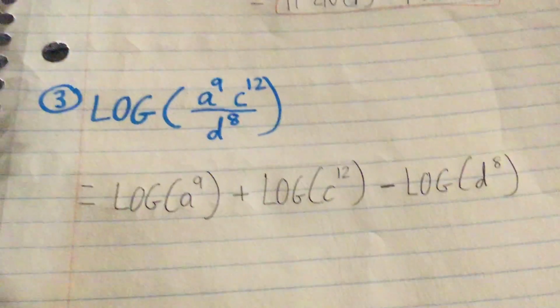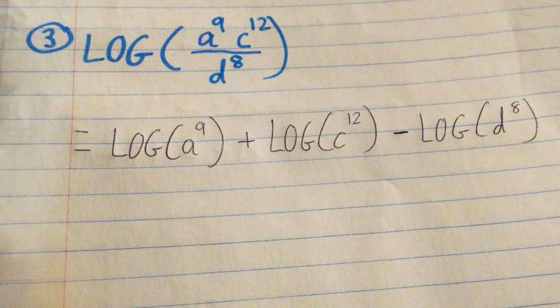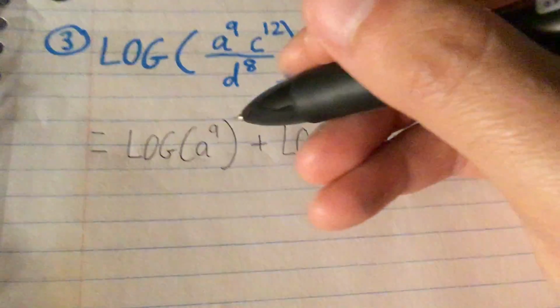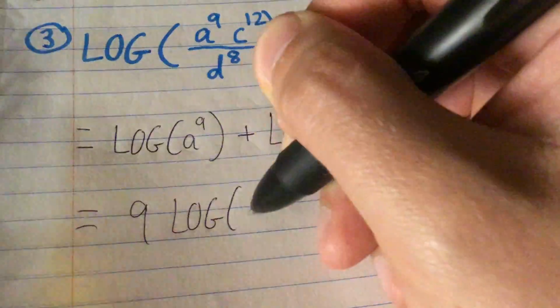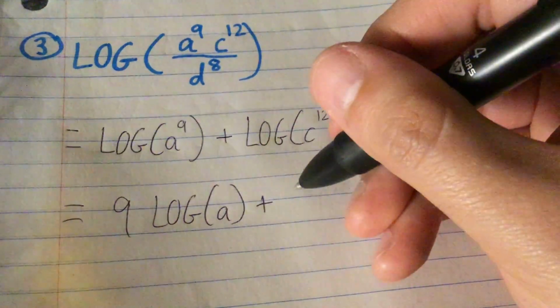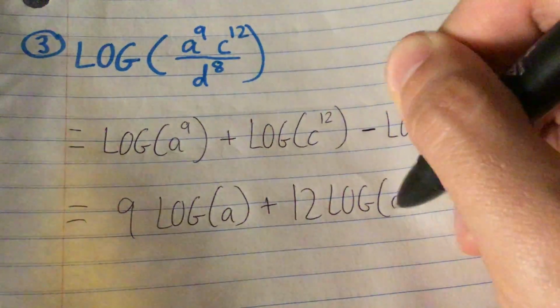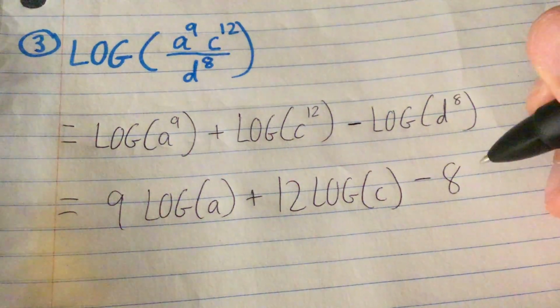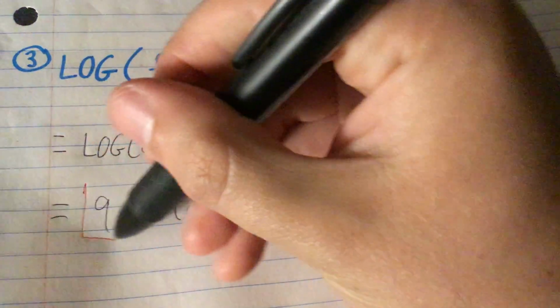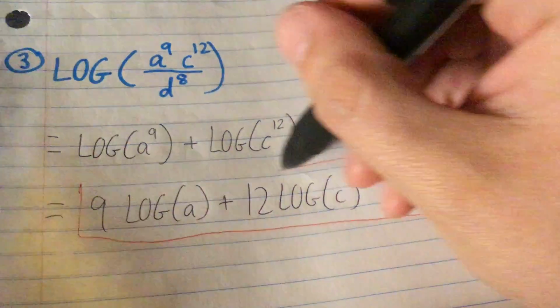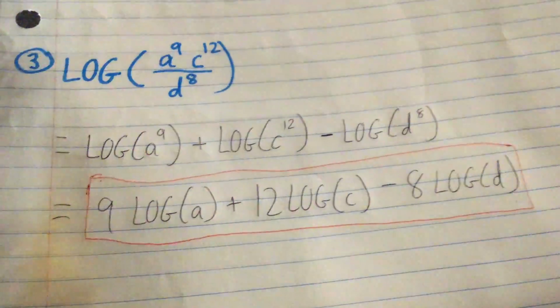Now, what can I do to fully expand this logarithm? Exponents can be factored out to the front. So now I can expand this with 9 log of a plus 12 log of c minus 8 log of d. And that's how you expand a logarithm. Pretty simple, huh? All right. 2 more, and then we'll go to condensing logarithms.